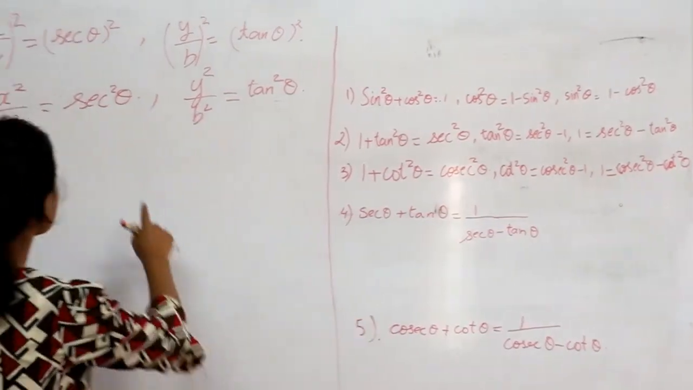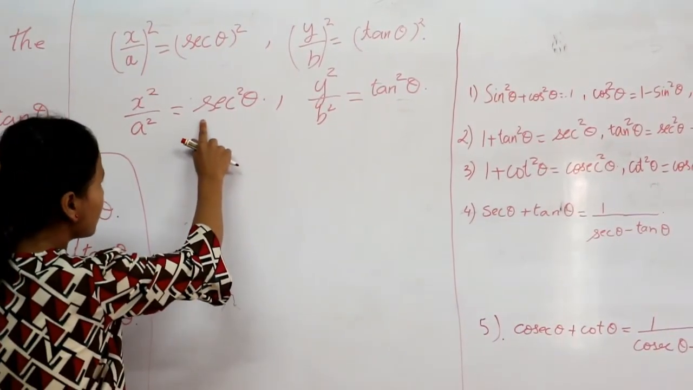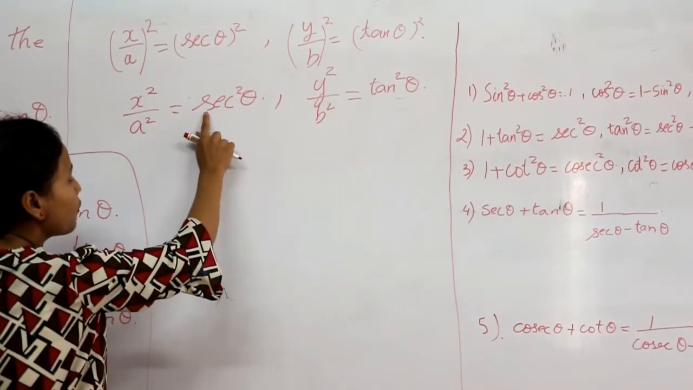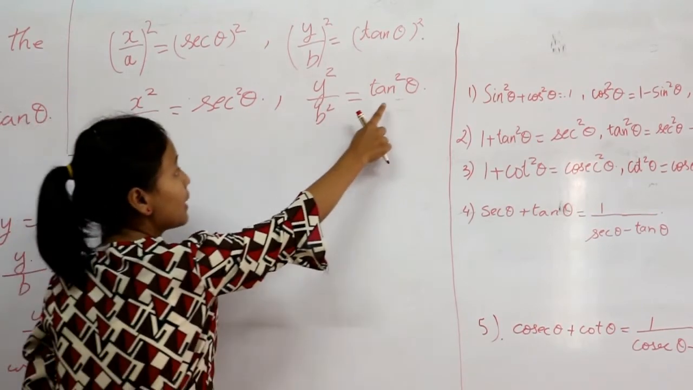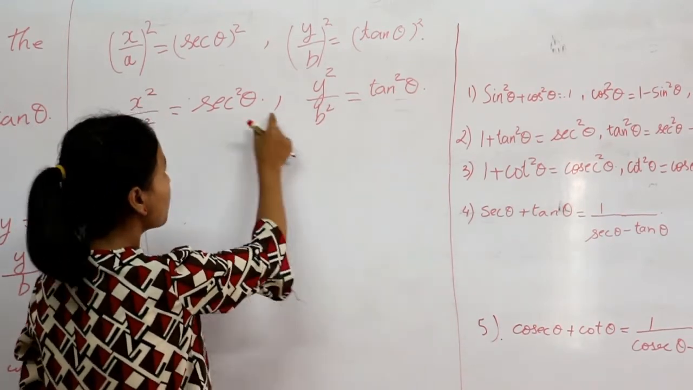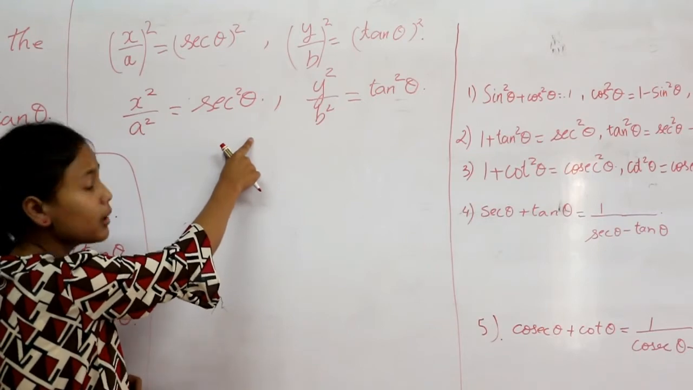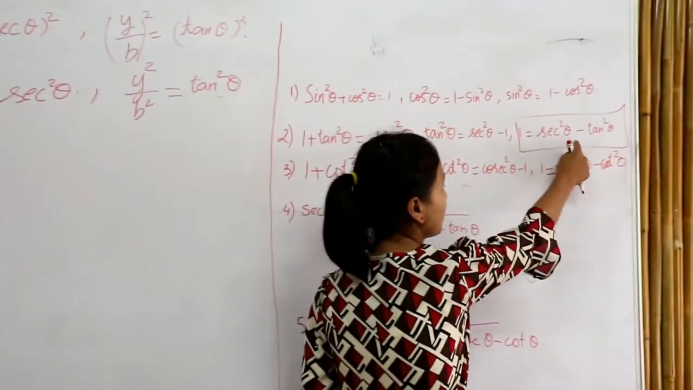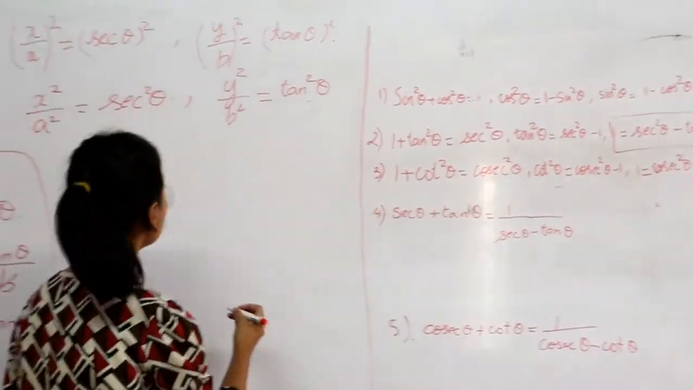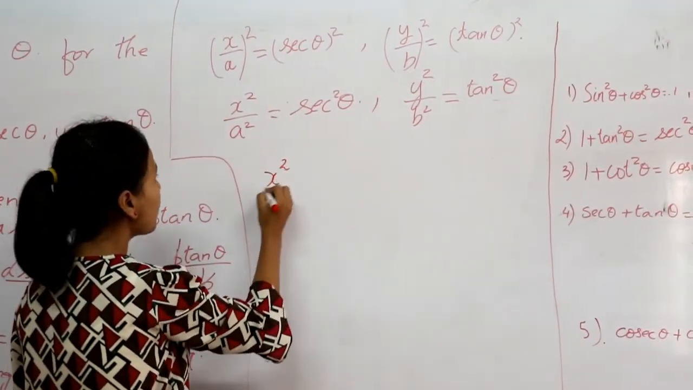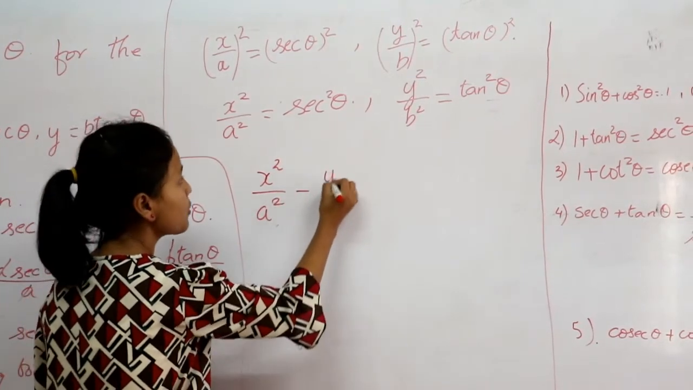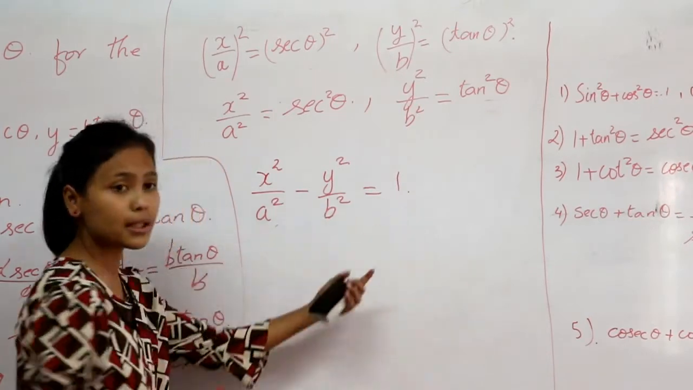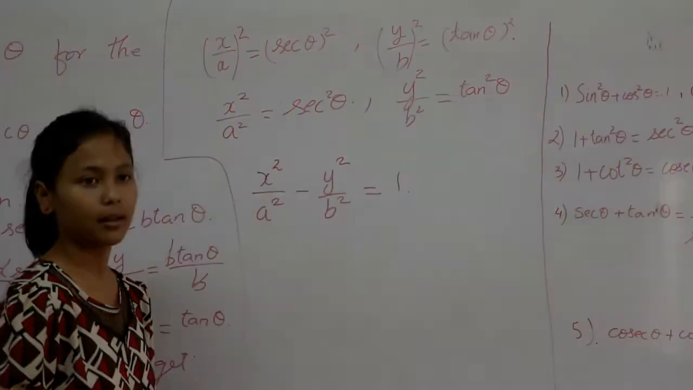Okay, and you see here is sec square theta and here is tan square theta. So if you subtract sec square theta minus tan square theta, we will get 1. So we have eliminated theta. Okay, so what will you do? Using this formula, sec square theta minus tan square theta equal to 1, here we will get that x square by a square minus y square by b square is equal to 1. Here you see that we have eliminated theta, so this is the answer.